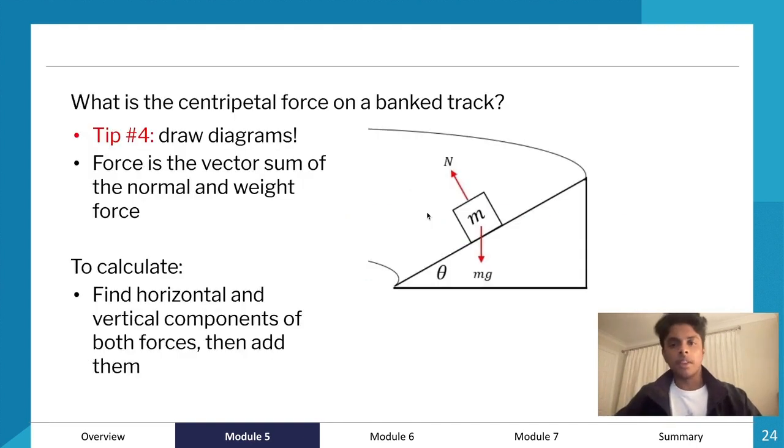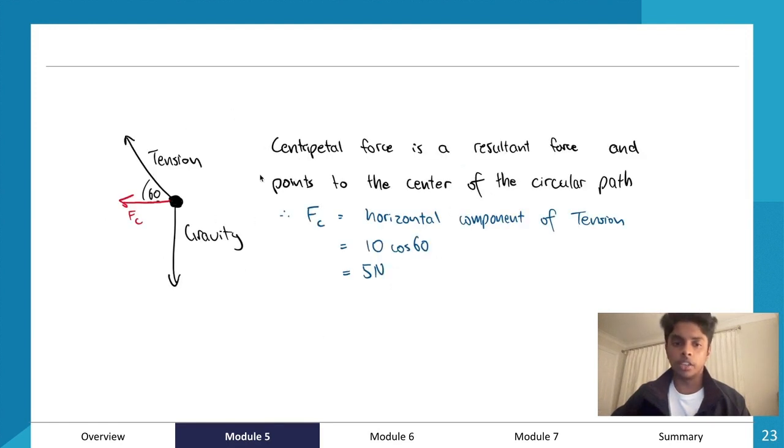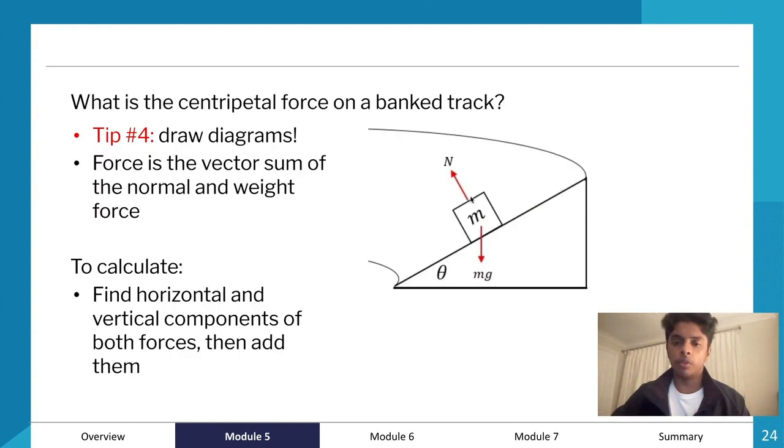All right, so what is then the centripetal force on a banked track? So again, it would be to draw diagrams. Centripetal force will be the vector sum of the normal and weight force. And so to calculate, you should find the horizontal and vertical components of both forces and then add them. So I think this one will be a similar scenario to our tension question, where the vertical component of the normal force will balance out with gravity, and then we have left the horizontal component of normal force that will act as the centripetal force then.